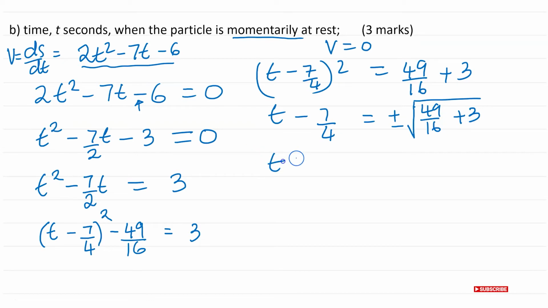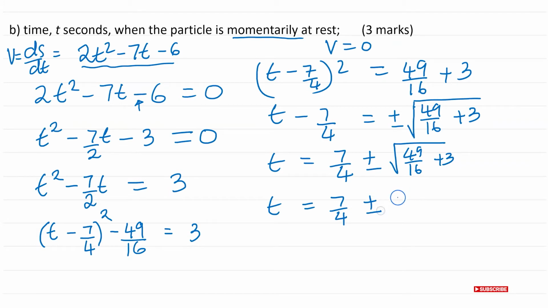Guys, now what you have is t equals 7/4, so I'm adding 7/4 on both sides in order to get rid of this 7/4, plus or minus the square root of 49/16 + 3. So guys, if you square root that, then you will get 7/4 plus or minus 2.4622. Right, so the first value, if we take the positive value, then we get t equals 4.2122 seconds. And then if we take the negative value, then you get t equals negative 0.7122. We obviously can't have negative time, so we can't use this value.